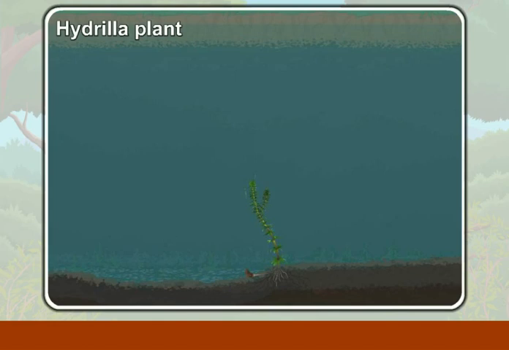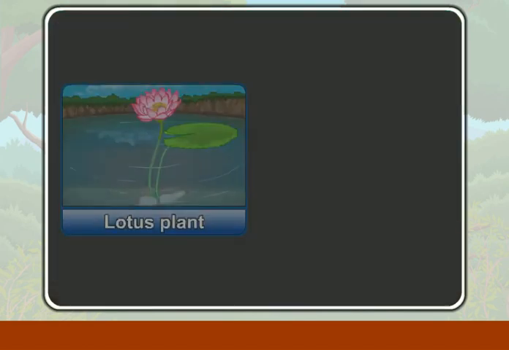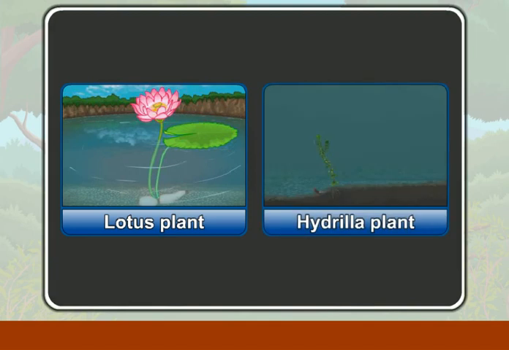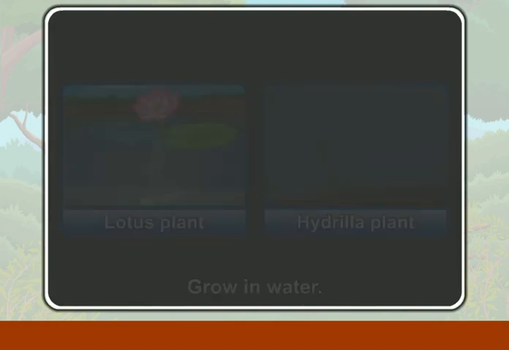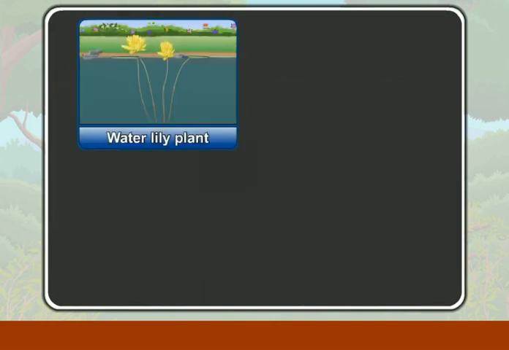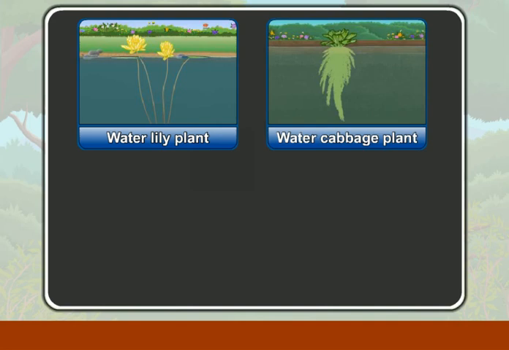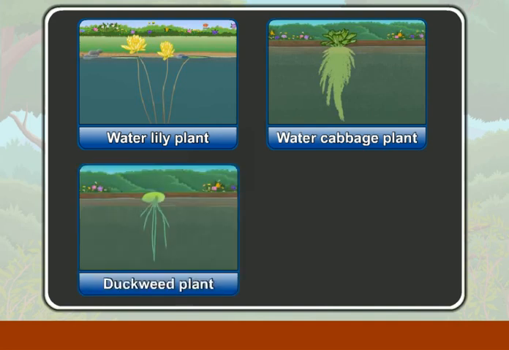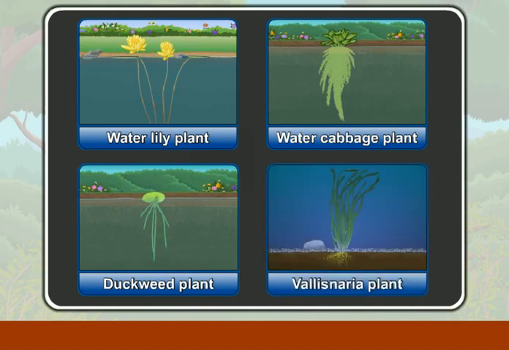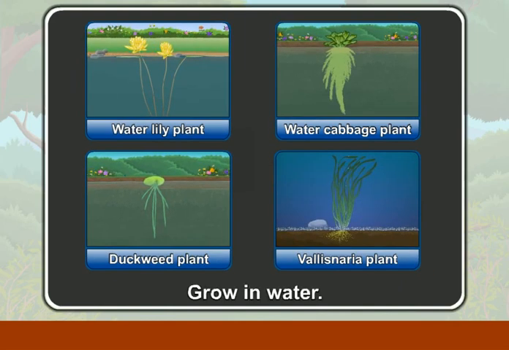This is a hydrilla plant. It also grows in water. Plants like a lotus plant and a hydrilla plant grow in water. Plants like a water lily plant, a water cabbage plant, a duckweed and a Vallisneria plant also grow in water.